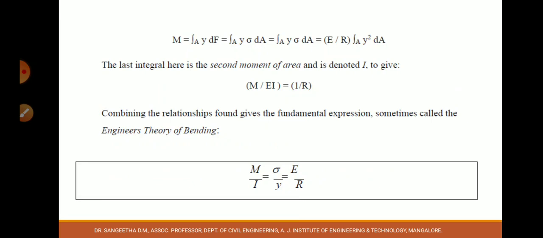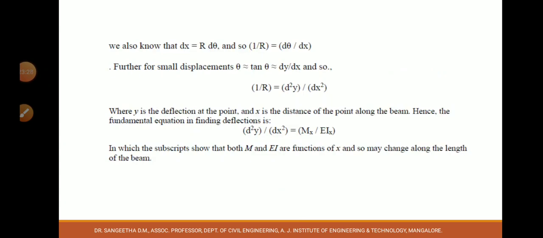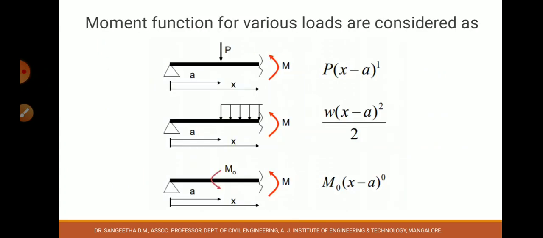That is known as the engineer's theory of bending. M by I is equal to sigma by y is equal to E by r. The general deflection equation is 1 by r is equal to M by EI. That's how the fundamental equation for finding the deflection can be brought in by correlating the things. So d square y by dx square is equal to Mx by EI. This is the equation for calculation of deflections from bending moments.